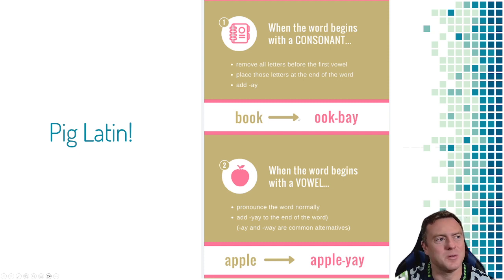So what we're going to do now is a little bit of a challenge. There's an old sort of language called Pig Latin, which basically means that you change the way that the things sound. So when the word begins with a consonant, you remove all the letters before the first vowel and place the letters at the end of the word, and add ay. So book becomes ook-bay. When the word begins with a vowel, you pronounce the word normally, so then you add yay at the end of the word. So a and way are common alternatives as well. So apple becomes apple-yay.